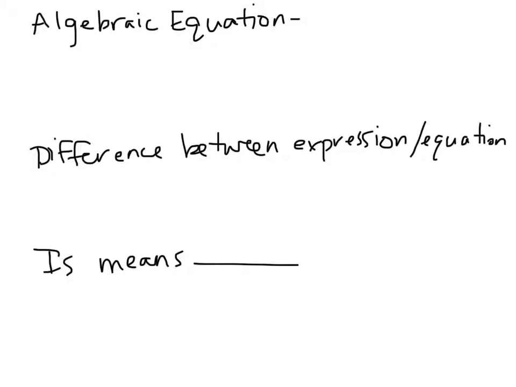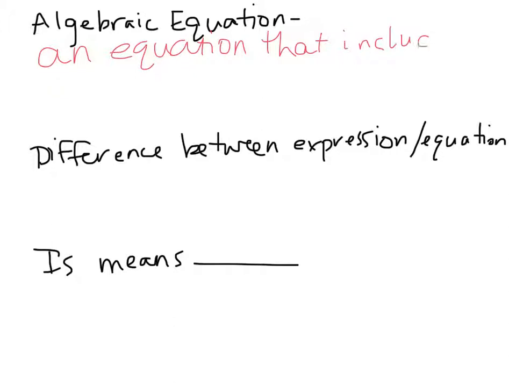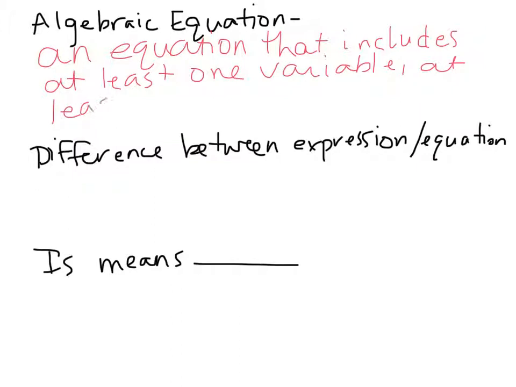So an algebraic equation is an equation that includes at least one variable, at least one operation, so obviously it can have more of both of those, and an equal sign.